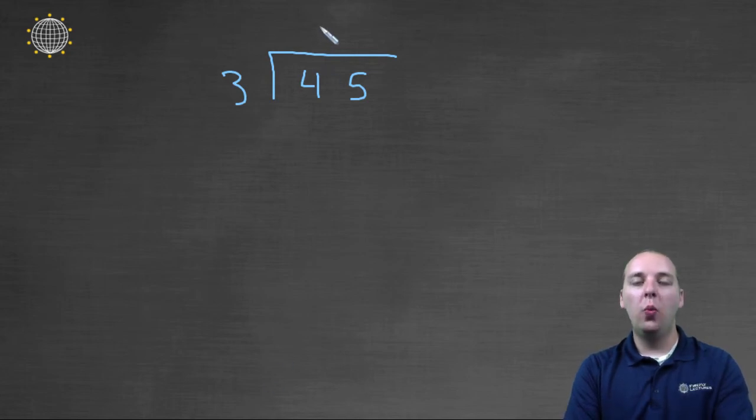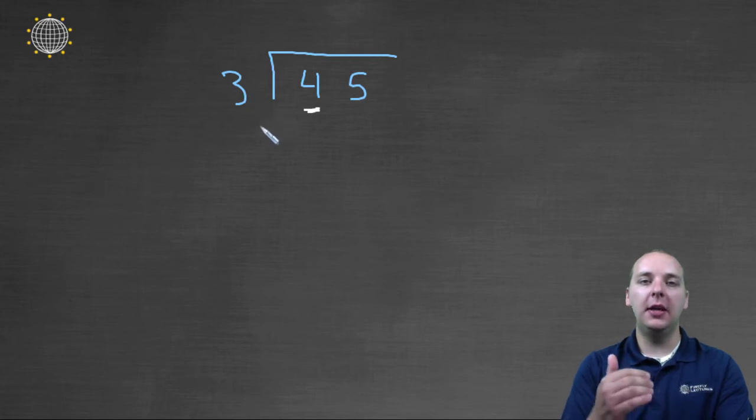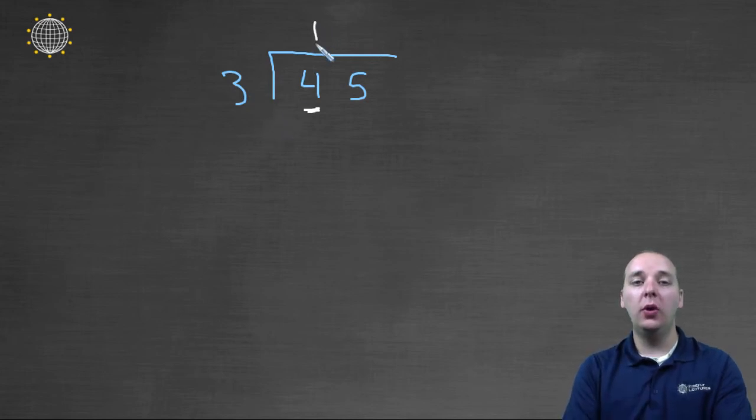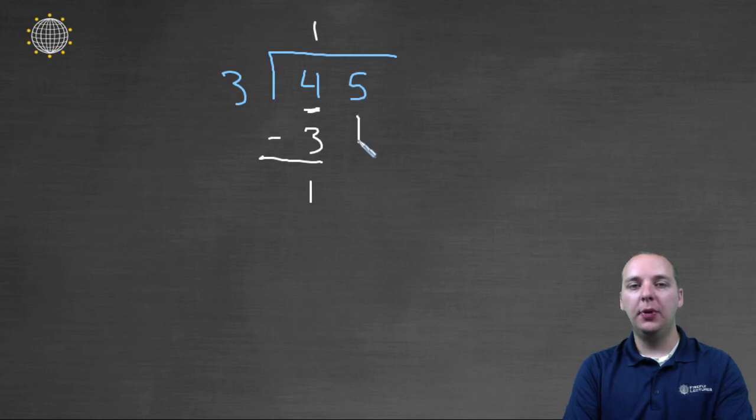You say, what times 3 gets you as close to 4 as you can? We're just dealing with the tens digit right now. What times 3 gets you up to 4 without going over? Well, I think 1 times 3 will give you 3, and that won't go over. If you had 2 times 3, you get 6, which would be too much. So this stays under 4, and when we multiply 1 times 3, we put that product here, and then we subtract. And 4 minus 3 gives us 1. And then you bring down the next digit, so this will be a 5.